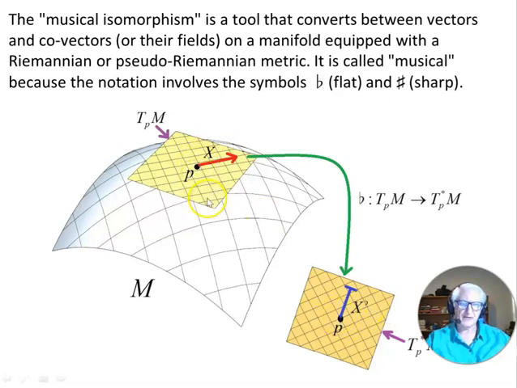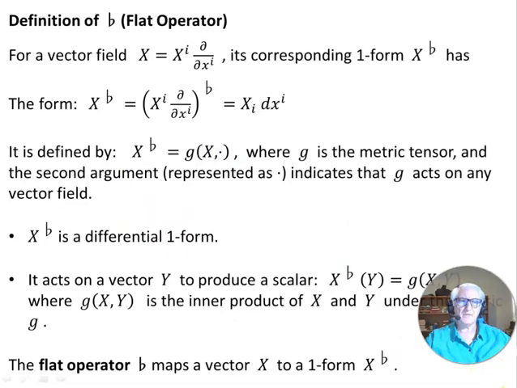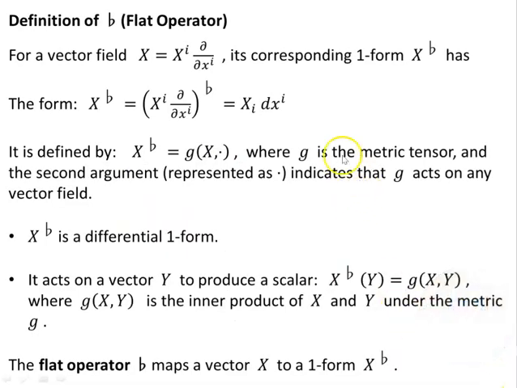Okay, the tangent bundle is then the collection of all these tangent spaces, and the cotangent bundle is then the collection of all the cotangent spaces. All right, so our flat operator, what does it look like? What does it do? All right, maybe I should get rid of that.